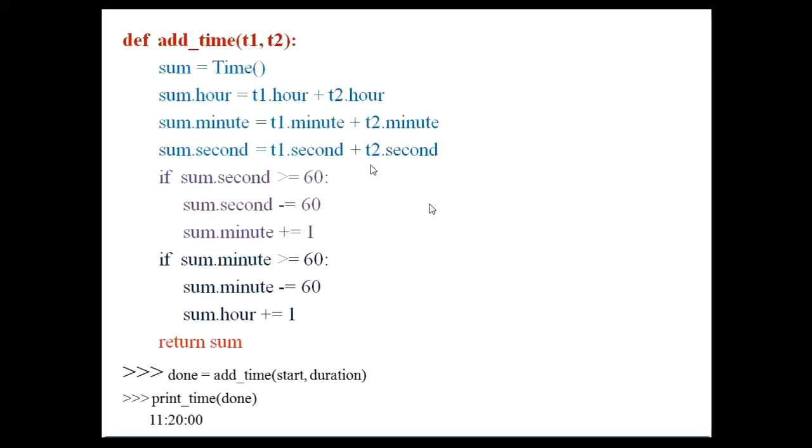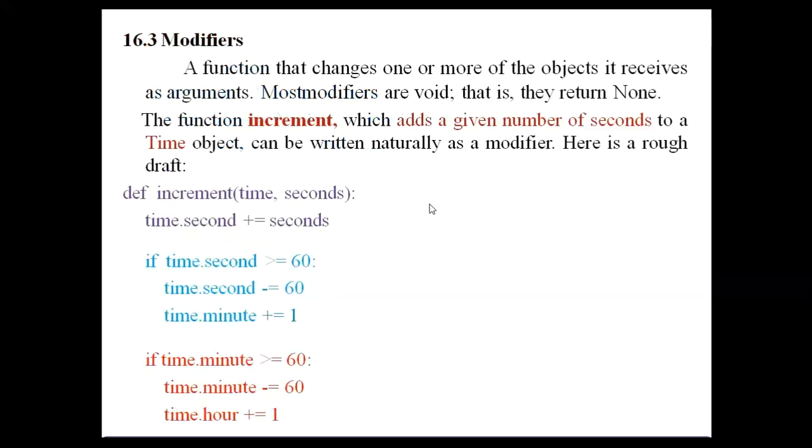At this point we can conclude one thing: the parameters which we have passed to this function are not modified. They remain the same. That is the speciality of a pure function. To move ahead, the next type of function is the modifier.